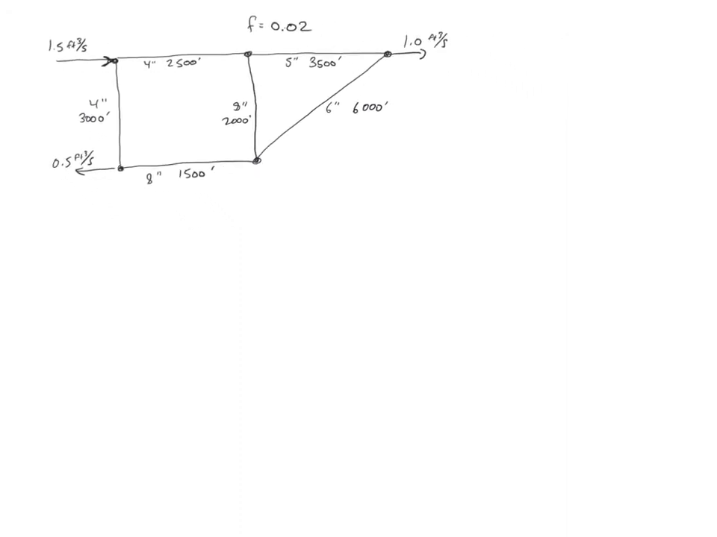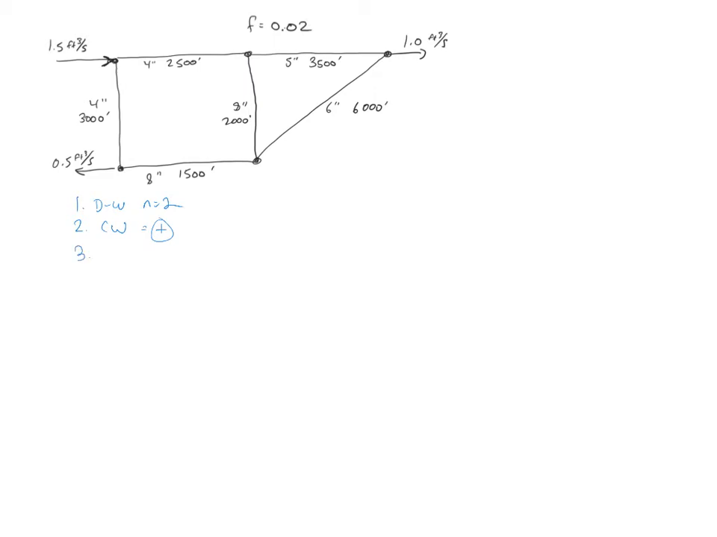Okay, so here we are in the problem. Let's go through and do it. Step 1, we have to determine the value of n. We are going to use Darcy-Weisbach for this. So Darcy-Weisbach n equals 2. Next, step 2, we're going to assume a positive direction. Okay, we're going to assume clockwise is positive.